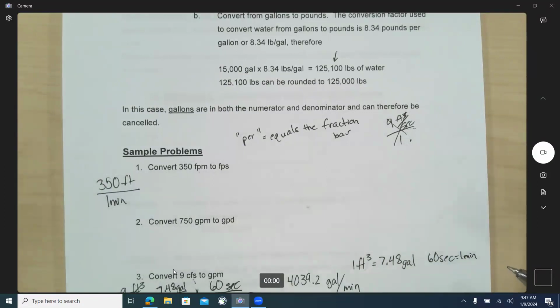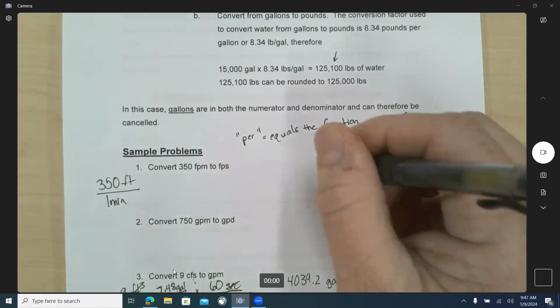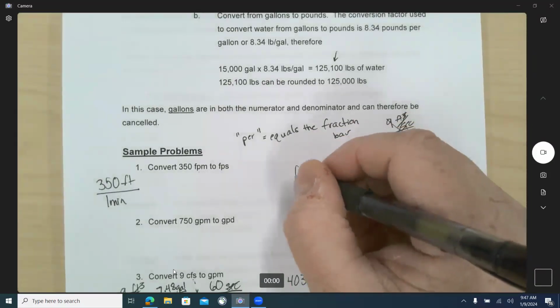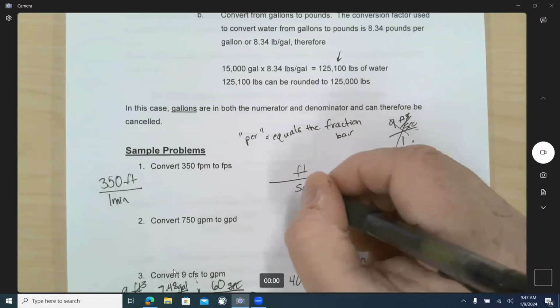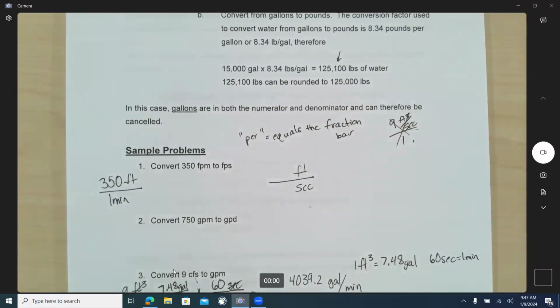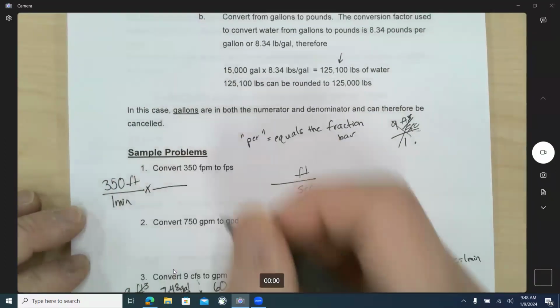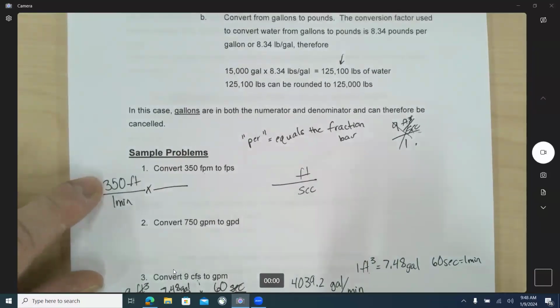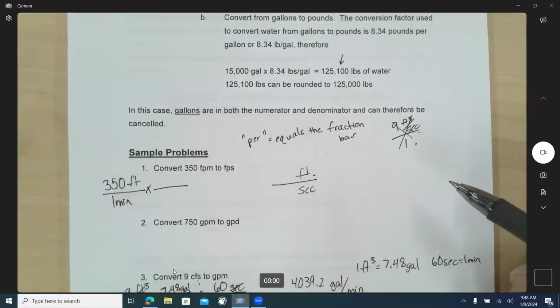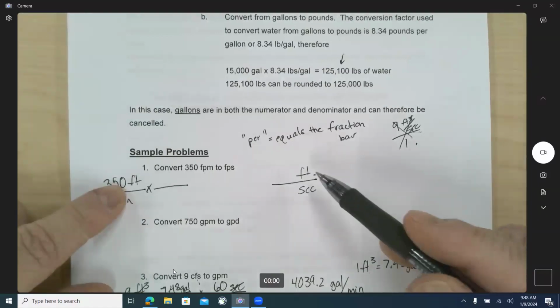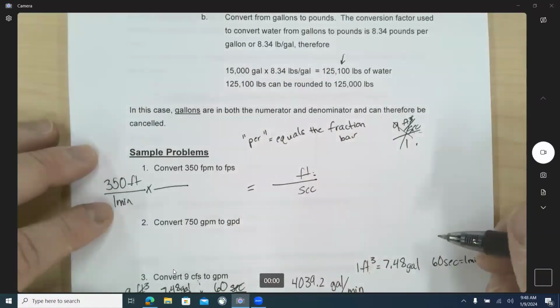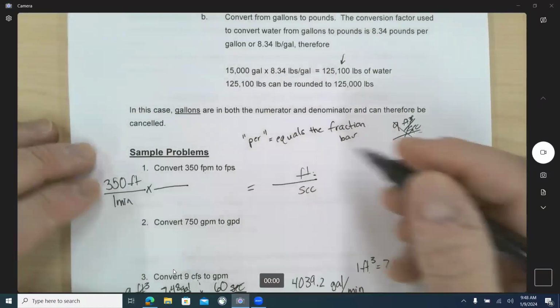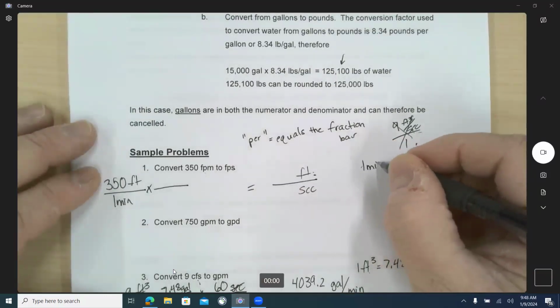So convert 350 feet per minute to FPS, which stands for feet per second. All right. So, I've got feet per minute to feet per second here. If you look, I've got feet and feet. So do I have to convert my feet? If it's here and here, I do not have to convert it. But I have minutes, and I've got to get minutes to seconds.